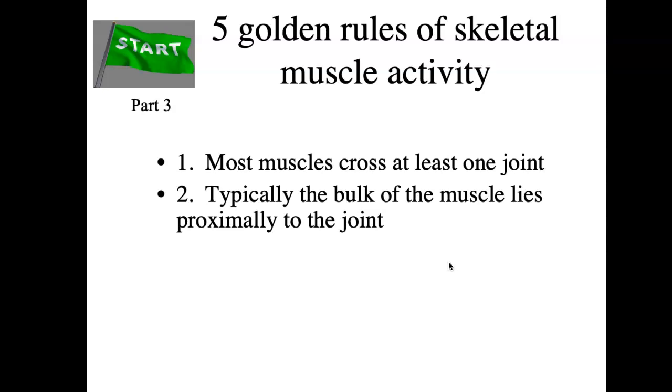Okay, 2. Typically, the bulk of the muscle lies proximally to the joint. So rest your forearm again on the table and you have your biceps. Your biceps, it's going to lift that hand towards your ear. That biceps, the bulk of that muscle is proximal to the joint, which means the bulk of the muscle is not on your forearm, it's in your upper arm. Okay?